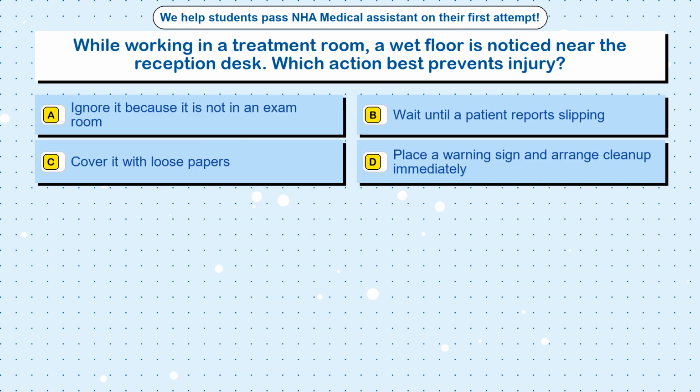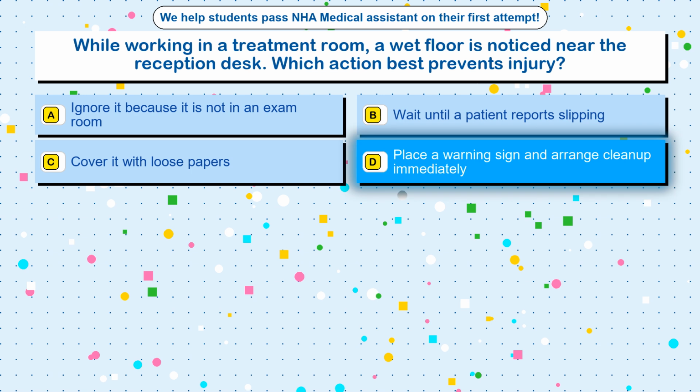Question 53. While working in a treatment room, a wet floor is noticed near the reception desk. Which action best prevents injury? Option A, ignore it because it is not in an exam room. Option B, wait until a patient reports slipping. Option C, cover it with loose papers. Option D, place a warning sign and arrange cleanup immediately. The correct answer is option D, place a warning sign and arrange cleanup immediately.